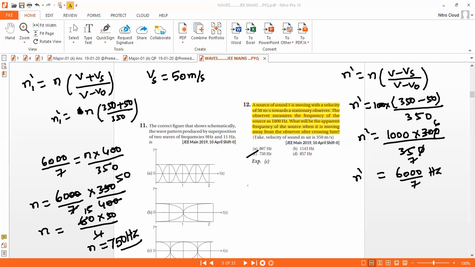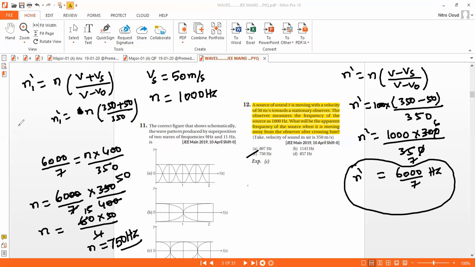See, firstly, here it is the observer measures the frequency of the source. That is, they gave the frequency of the source as 1000 hertz. That is, N is equal to 1000. Whenever it is moving towards the observer, we found the frequency heard by the observer. Now, whenever the source is moving away from observer, this is the apparent frequency. Then we are finding what is the frequency of sound.